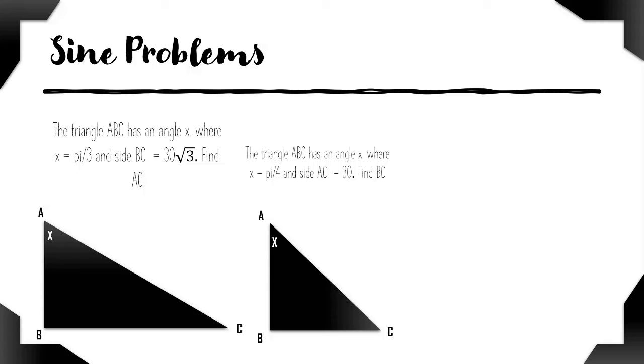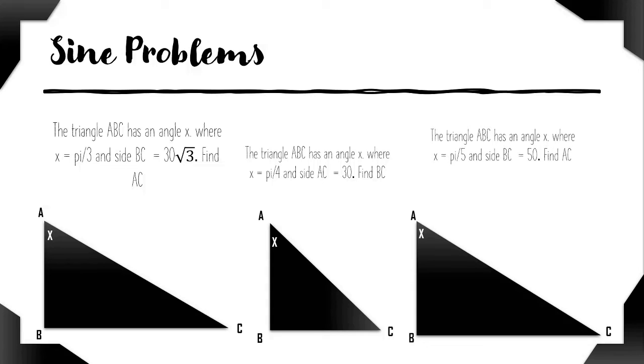Okay, time for the next problem. Triangle ABC has an angle of x, where pi divided by 5 is equal to x. Okay, let's go here and label x as pi divided by 5. And now side BC, okay, so side BC is equal to 50. So we can go here and we can label this as 50.